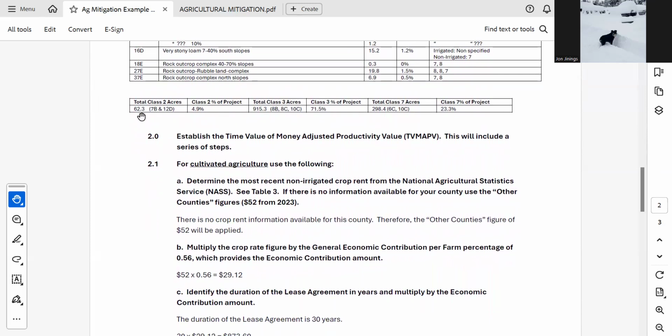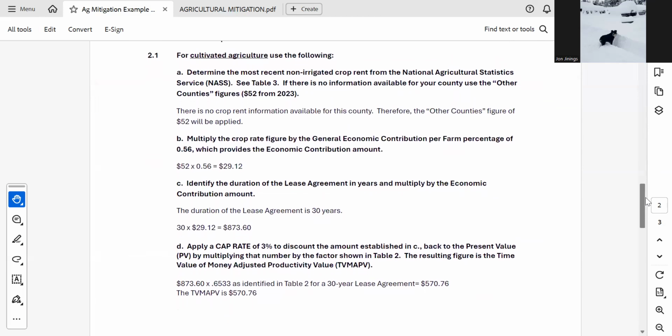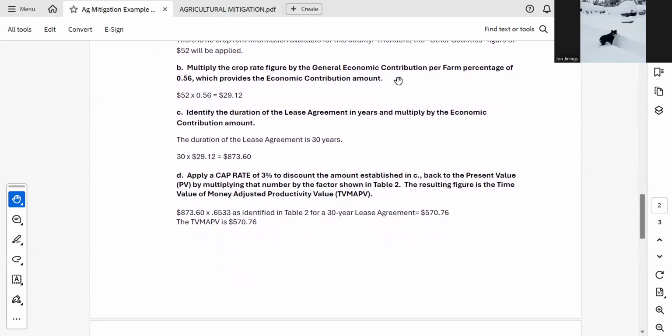So then you end up with your amount. We've got 62 acres of class 2, 915 acres of class 3, 71% of the project. We have some class 7 soil. We don't count, right? We don't have to mitigate for class 7 soils, and so we don't need to worry about them. We're using the figures for cultivated agriculture. And because there's no crop rent information for this county, which is some unknown county, we're using the $52 for other counties. And we know that when we multiply that by the agricultural economic contribution factor, we end up at $29.12.